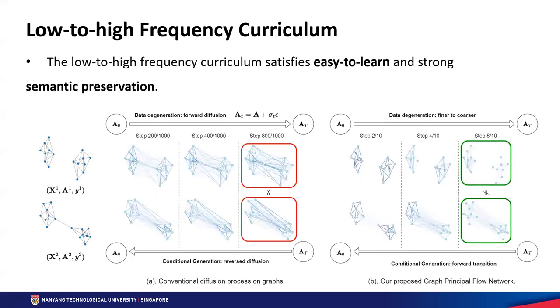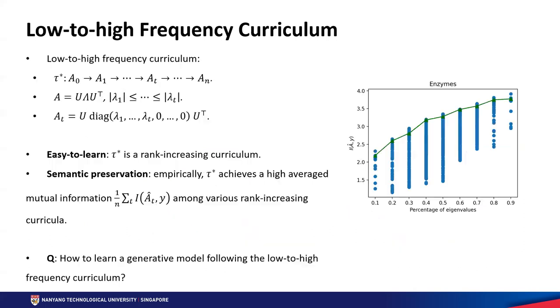In this paper, we argue that a low to high frequency curriculum turns out to be a good conditional generation curriculum that satisfies easy to learn and strong semantic preservation. As shown on the left, the state of the art diffusion based curriculum is corrupted by the inserted noise, which significantly impairs the semantic information and leads to incorrectly generated samples. On the contrary, the low to high frequency curriculum proficiently captures the subtle graph label semantic, that is, the connectivity, providing strong semantic guidance even at the very early generation stages.